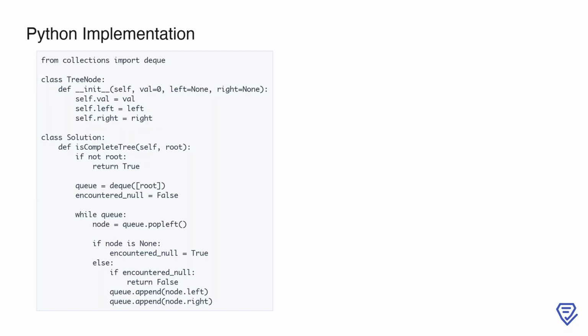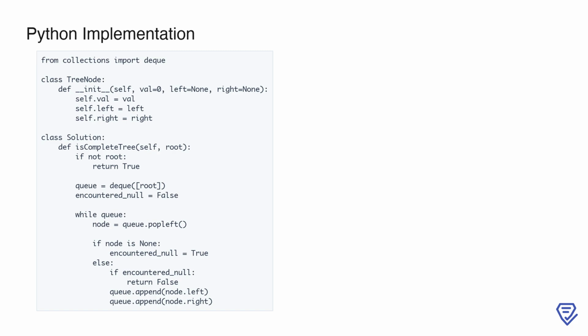Here, we start by importing the deque class from the collections module, which we'll use to traverse the binary tree level by level. We then define a tree node class to represent each node in the binary tree, with attributes for its value, left child, and right child. Next, we create a solution class and define the method isCompleteTree, which takes the root of the binary tree as input.